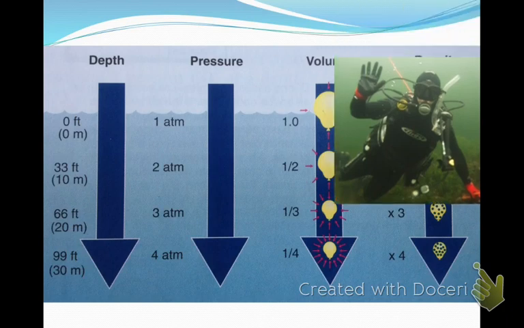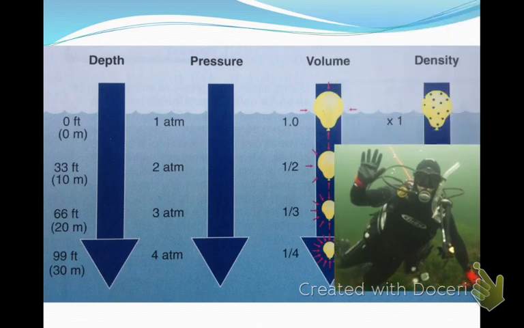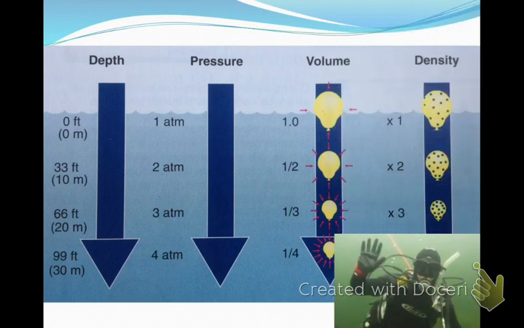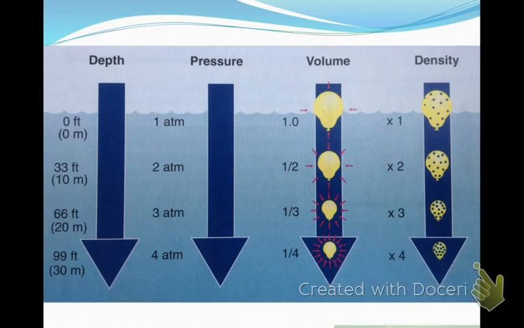He's currently at sea level, then he goes down to 33 feet, 66 feet, and then he hasn't been down to 99 feet, but that's really a high amount of pressure. So we'll go through this. At 0 feet, it's 1 ATM, that's at sea level. This is where our volume is, and then the density.